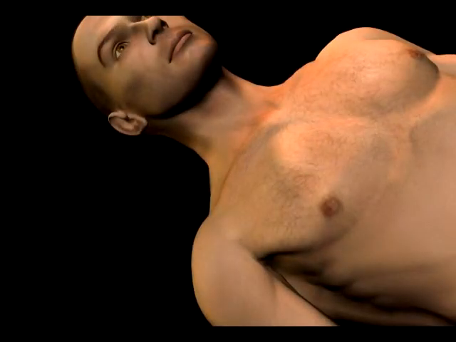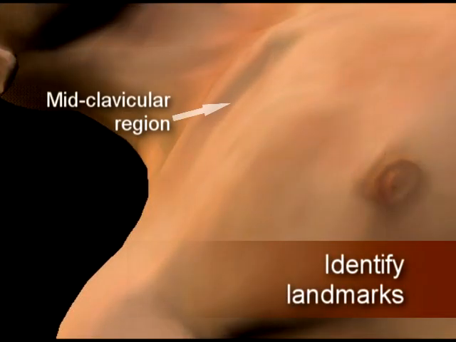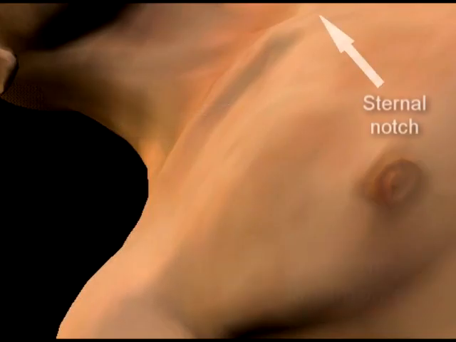Place the patient in Trendelenburg's position at about 15 degrees and clean, shave, and drape the skin over the midclavicular region. Identify the key landmarks of the midclavicle and the suprasternal notch by palpation.